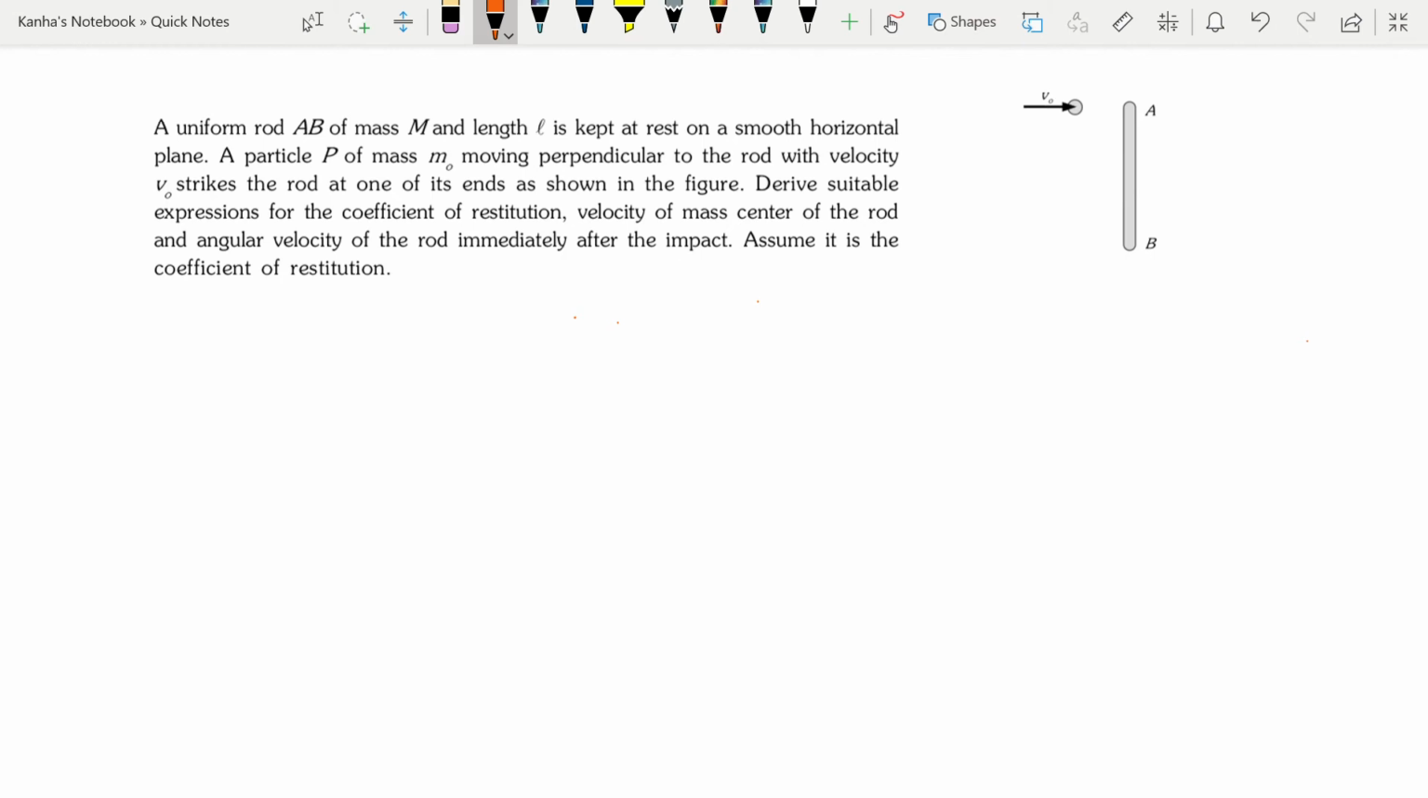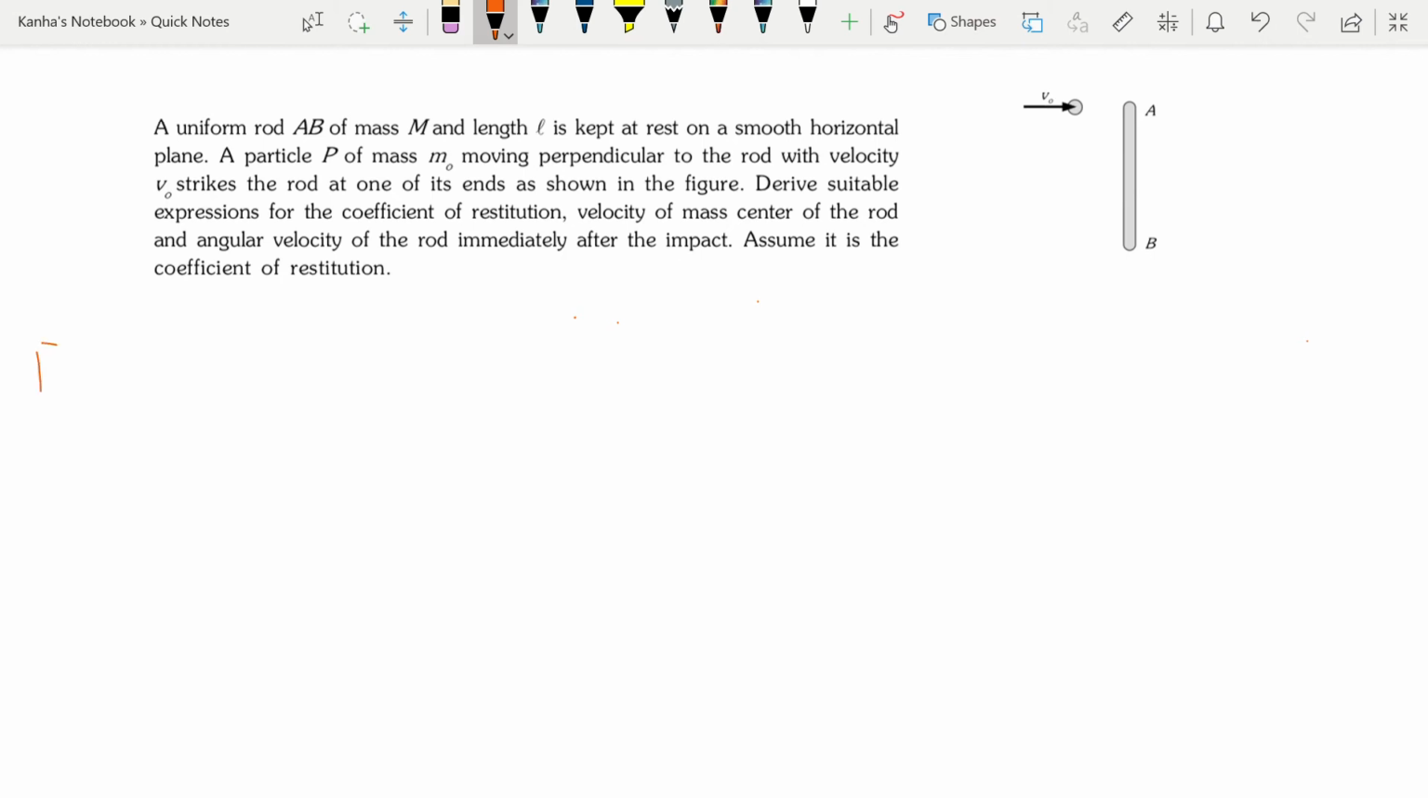Now both the bodies can move freely in the horizontal plane. So therefore there is no horizontal external force that is acting on the particle-rod system. So the linear momentum as well as angular momentum about any axis which is normal to the plane will be conserved. So you will be conserving your linear momentum as well as angular momentum.